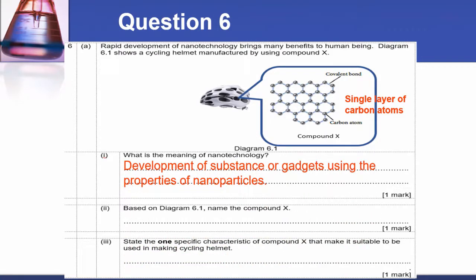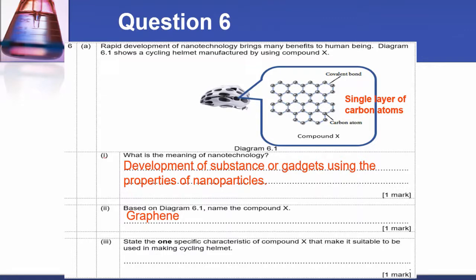Nanotechnology is a development of substances or gadgets by using the properties of nanoparticles, ranging from 1 nanometer to 100 nanometer. 6A2. Based on diagram 6.1, name the compound X. So compound X will be graphene. Graphene is one of the carbon electrodes.